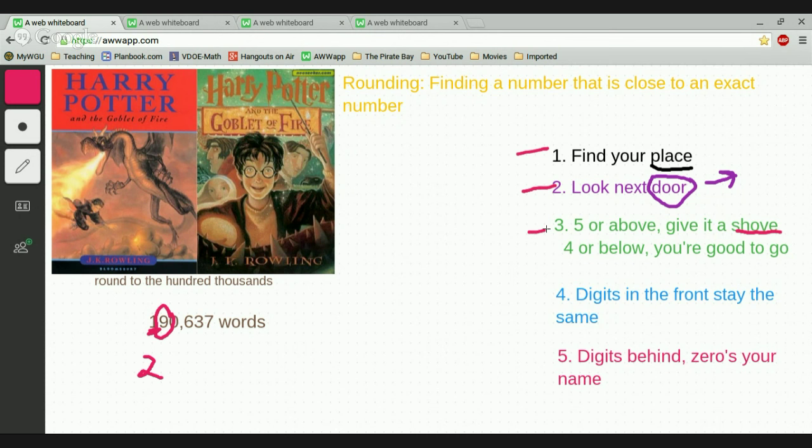So we've done step 3. Step 4 says digits in the front stay the same. Well, I don't have anything in front of the underlined digit, so I don't have to do that step. And it says digits behind 0 is your name, so I simply just need to make everything else a 0. Now, one good step to do at the end to make sure that it matches up is make sure that you have the same amount of digits that you started with. So 1, 2, 3, 4, 5, 6, 1, 2, 3, 4, 5, 6. So now I know I'm good to go. And so now I can say that if I rounded it, Harry Potter has about 200,000 words in it.